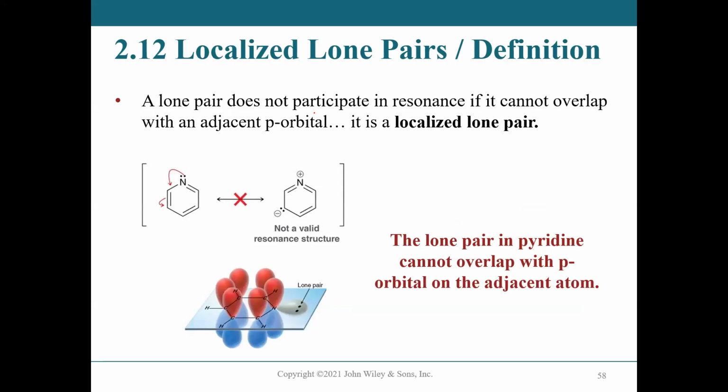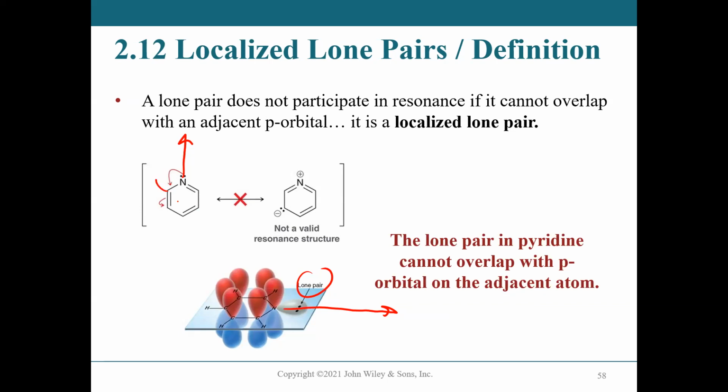It says the lone pair does not participate in resonance if it cannot overlap with an adjacent pi bond. So this is kind of important right here. You see this lone pair right here? And you see how that lone pair is just out from the structure itself? It's pointing outwards. It's not going to contribute to the actual structure itself.